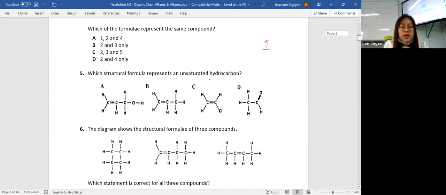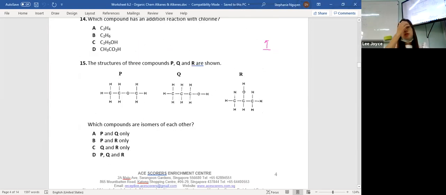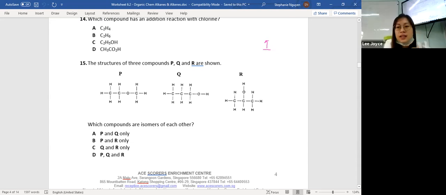Okay, let's look at question 15. Which of these compounds are isomers of each other? D, P, Q, and R. Oh, P and R, is it? P and R, okay, they are isomers of each other. Yes, P and R are actually isomers. But actually, P also is an isomer. Remember, isomers do not need to have the same functional group. They can also come from different functional groups.